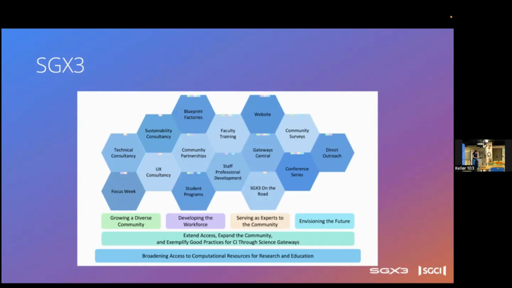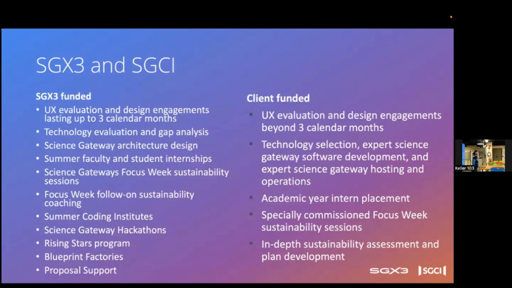So Gateway Central is built around the topics of developing the workforce, growing a diverse community, and envisioning the futures. Our blueprint factories, I think, are a really exciting topic. I encourage you also to work with us.